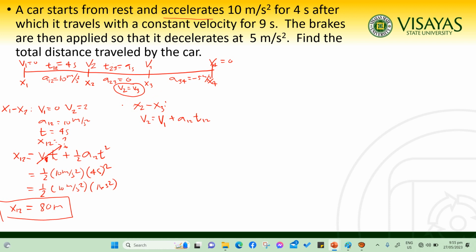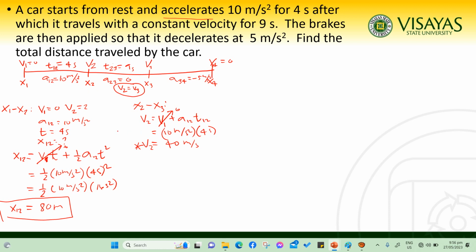Okay, so if you're going to plug in the values, v1 is equal to 0. Then you have here 10 meters per second squared times the t, which is 4 seconds. Then your v2 is equal to 40 meters per second. That is our v2, and we're going to use this one to compute the delta x, or the x2 to 3.